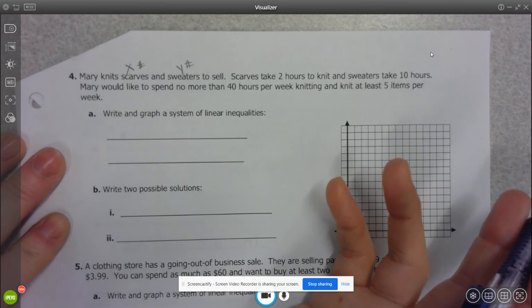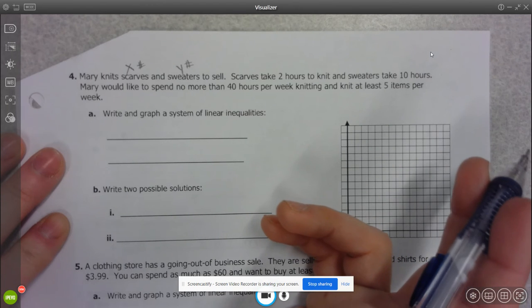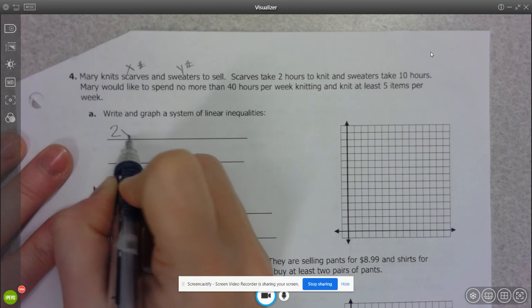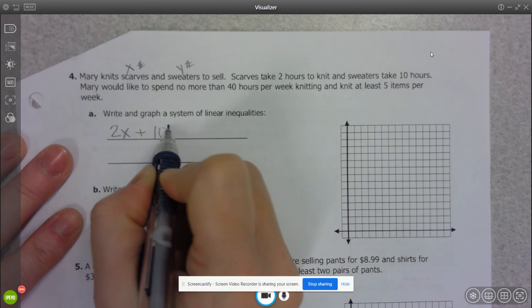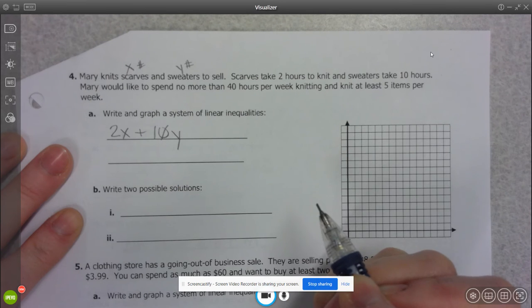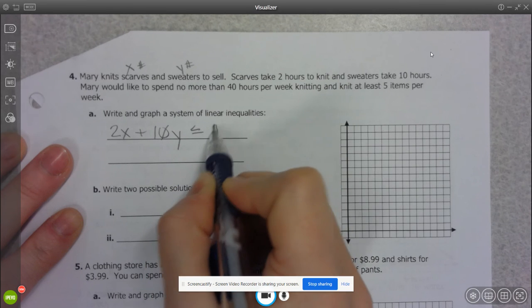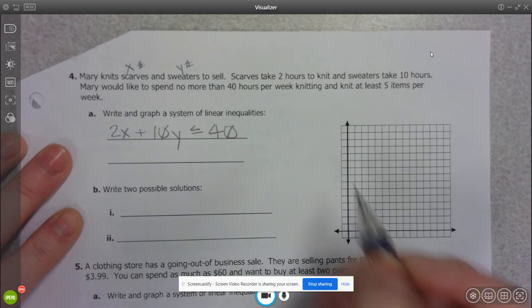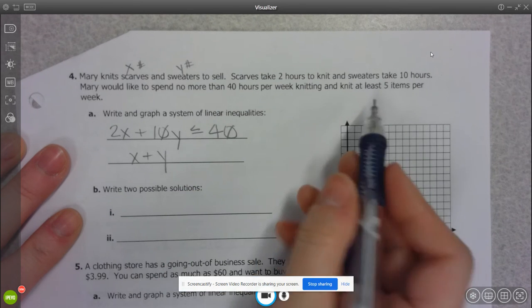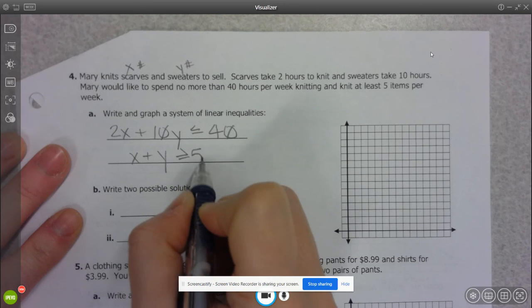So I'm going to make my hourly equation. So 2 hours for scarves, 10 hours for sweaters, and no more than 40 hours. And when I combine the number of scarves and sweaters, she wants it to be at least 5.